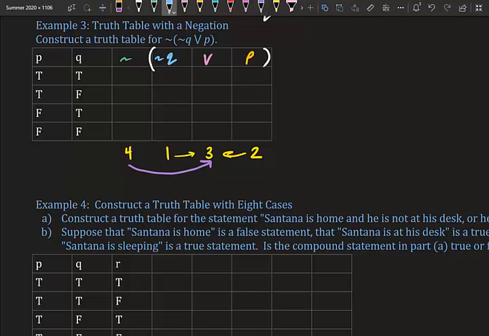So let's do negation Q. So opposite of Q. So false, true, false, true. Regular, normal P. So looking at our column P, we have true, true, false, false. We have a different type of statement here. We have an OR statement now. So for OR, I'll give you the rules.